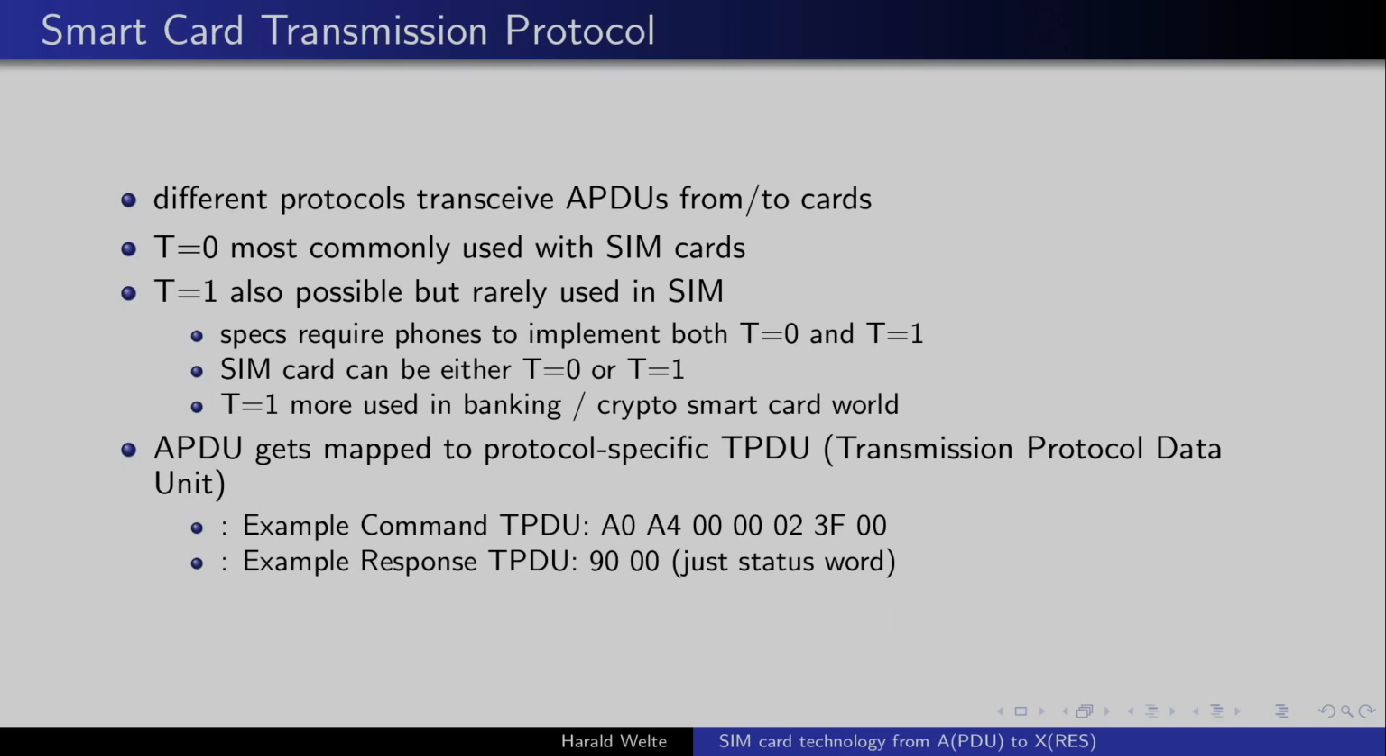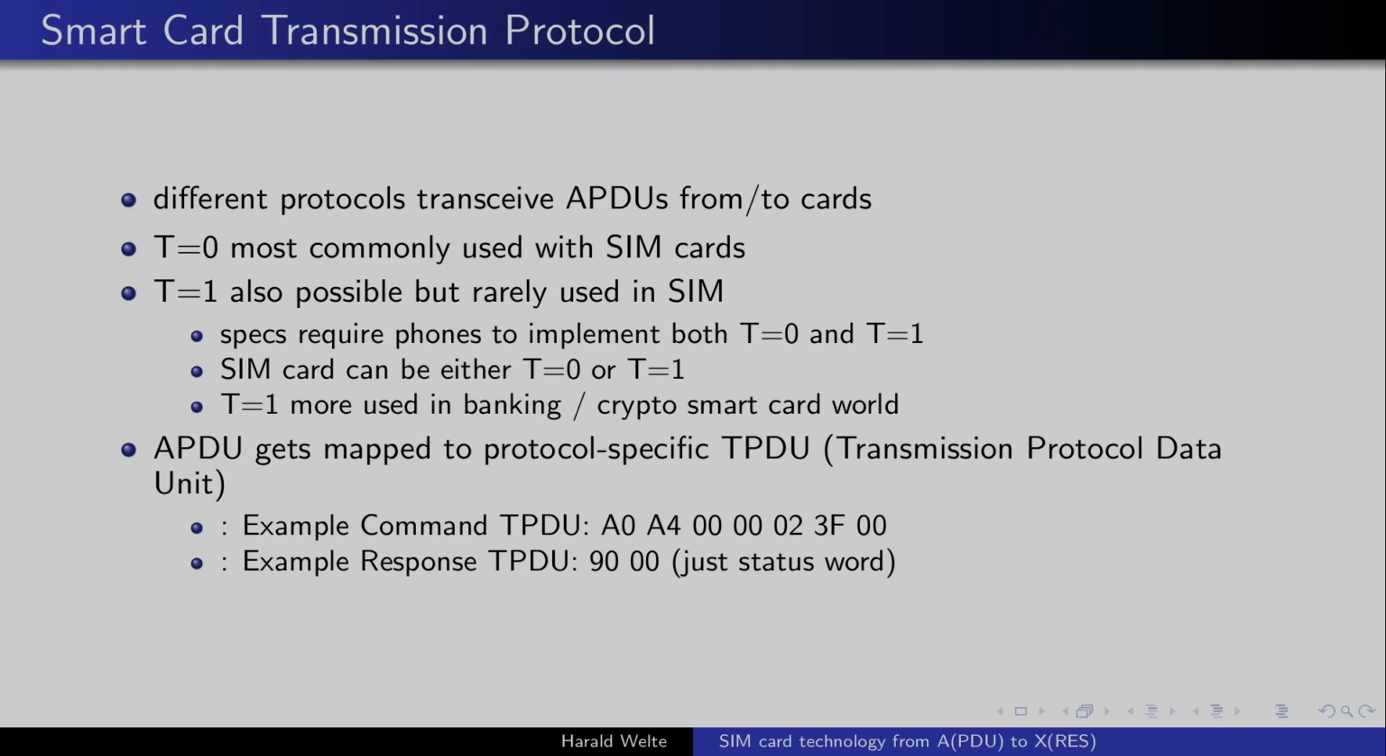There's one called T=0, which is most commonly used with SIM cards. And actually, I've never seen anything else but T=0 used. But T=1 is another protocol which, according to the specs, every phone needs to implement, and the card can choose if it does T=0 or T=1. Again, I've never seen a card that does T=1, or at least that does only T=1, but the specs would allow that. T=1 is more used in banking and crypto smart cards.